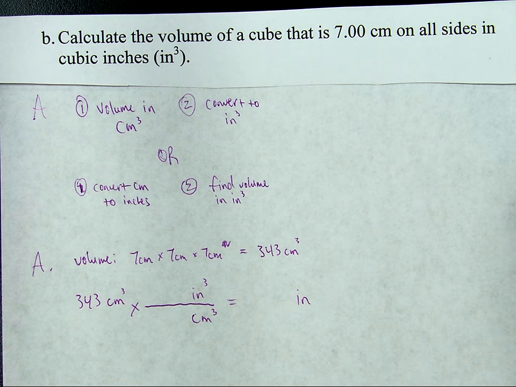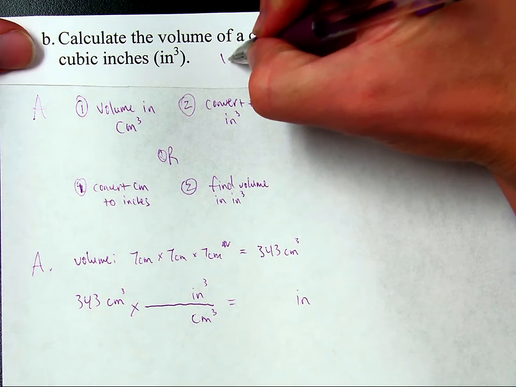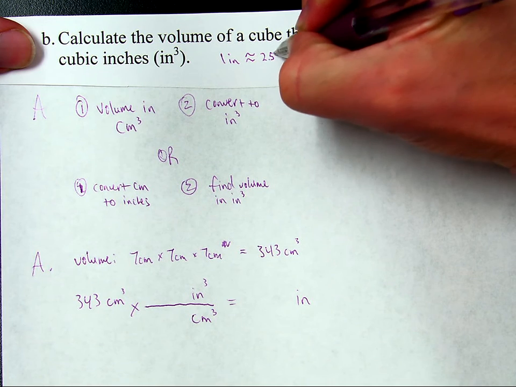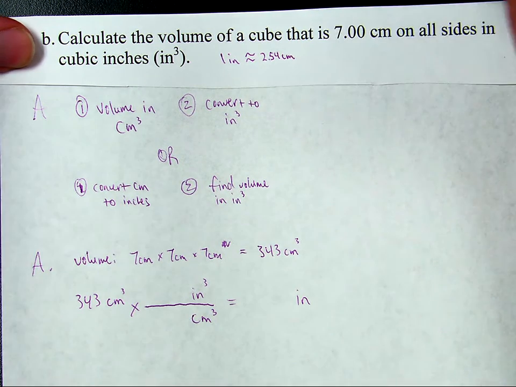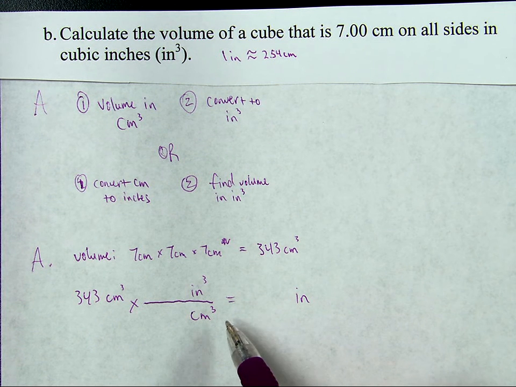Okay, now remember, you may happen to know that 1 inch is approximately equal to 2.54 centimeters, or you may happen to have it on a reference sheet, or it might be given in a question, whatever. But you don't know how many cubic inches are in a cubic centimeter, or how many cubic centimeters in a cubic inch. You need to calculate that. And here's how you do it.